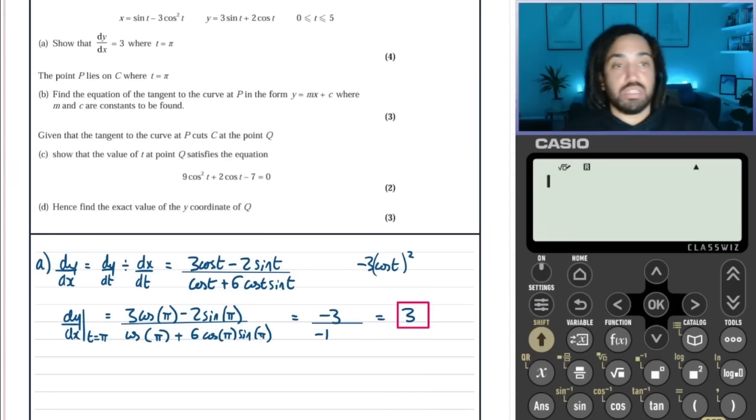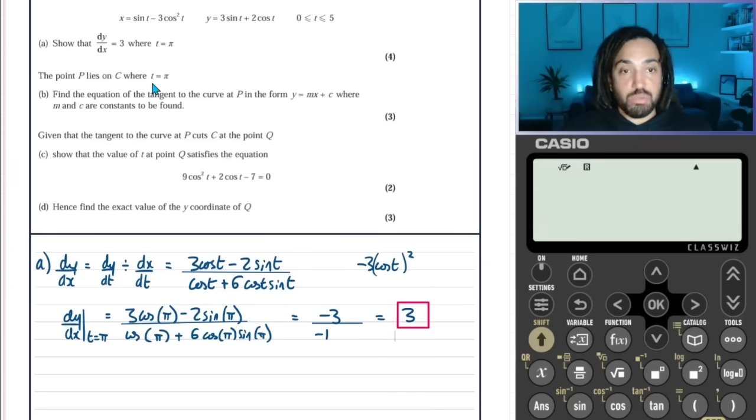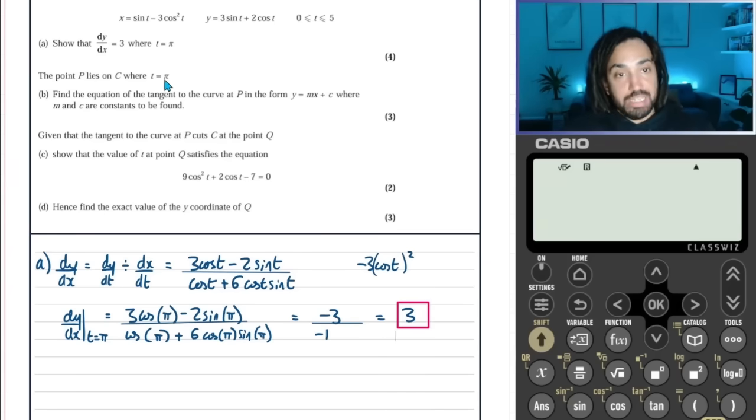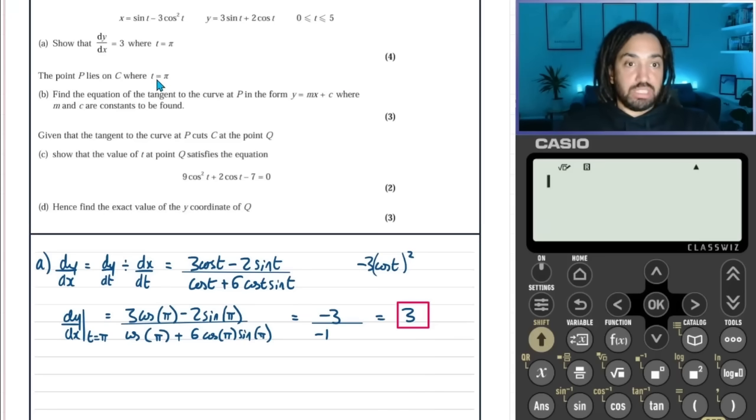Okay, so now it says that the point P lies on C where t is equal to pi. So we know the gradient at that point, but we don't know the x and the y. So if we want to work out the tangent, we need the x and the y and the gradient. So the next thing to do then is to find the x and the y.